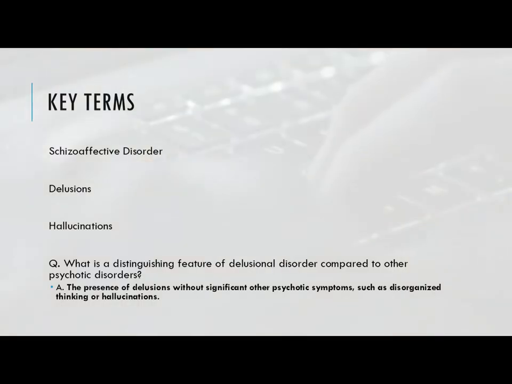What is a delusion? Now, we've talked about a delusion. We should probably really clarify it here. A delusion really is a false belief that is strongly held despite evidence to the contrary. Delusions can be persecutory, grandiose, somatic, or involve other themes. And they are common symptoms in psychotic disorders such as schizophrenia, schizoaffective disorder, and delusional disorder.